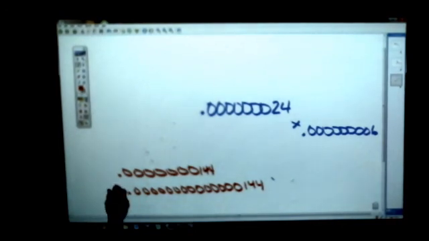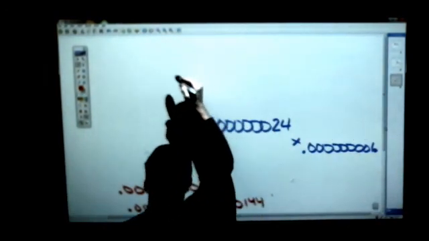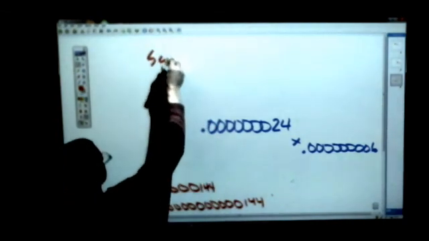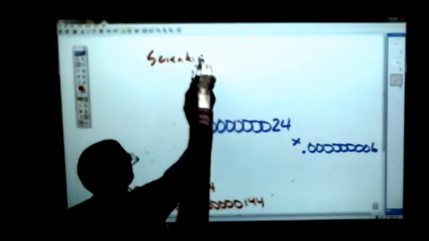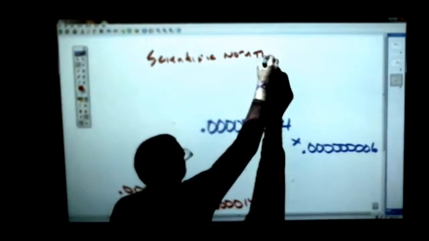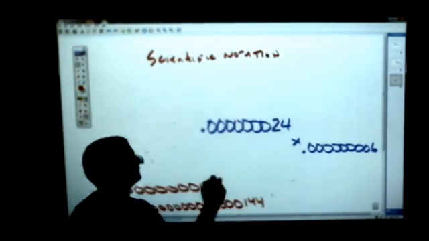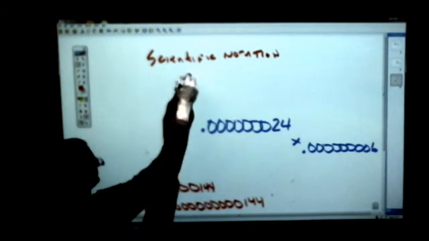Under your notes, please title this scientific notation. Why is this confused? Under scientific notation, the little subheading, we've already done scientific notation, operations with small numbers.